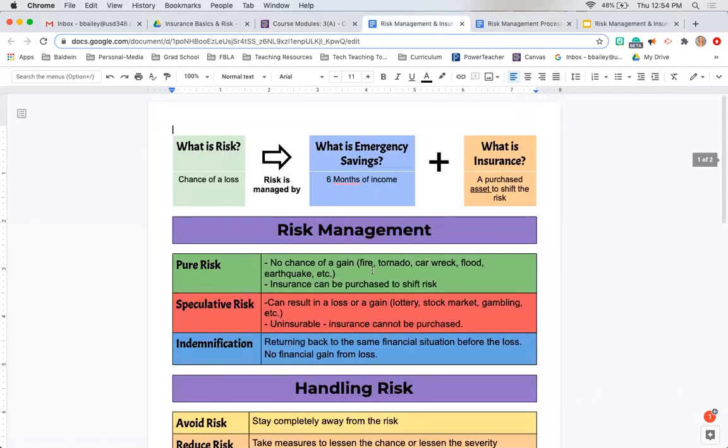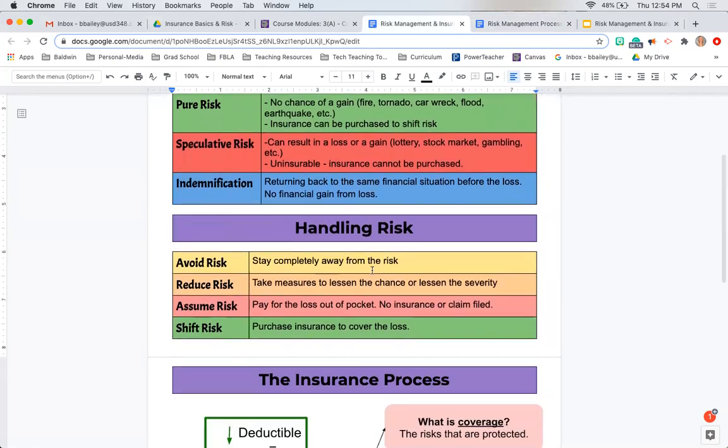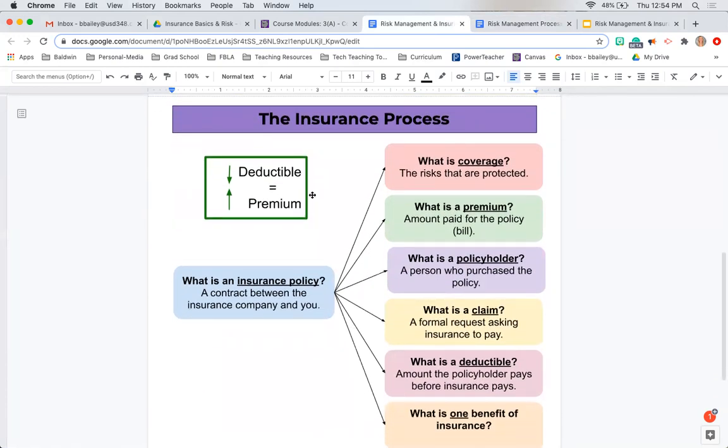We started off taking risk notes. So hopefully you filled these out along the way with the lecture last class. And today we're going to finish them up and complete the basic insurance piece of those notes.